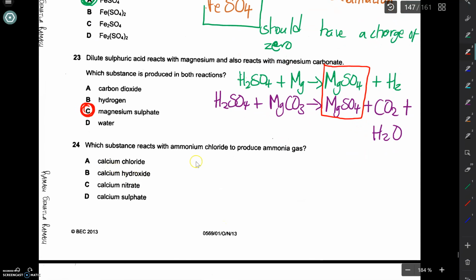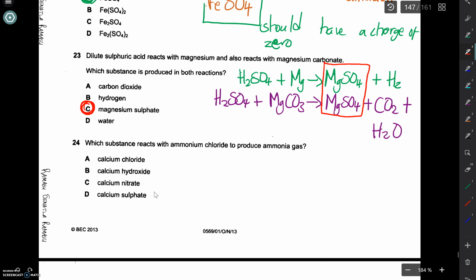Question 24 says, which substance reacts with ammonium chloride to produce ammonia gas? That would be calcium hydroxide. Calcium hydroxide reacts with ammonium chloride to produce ammonia gas.